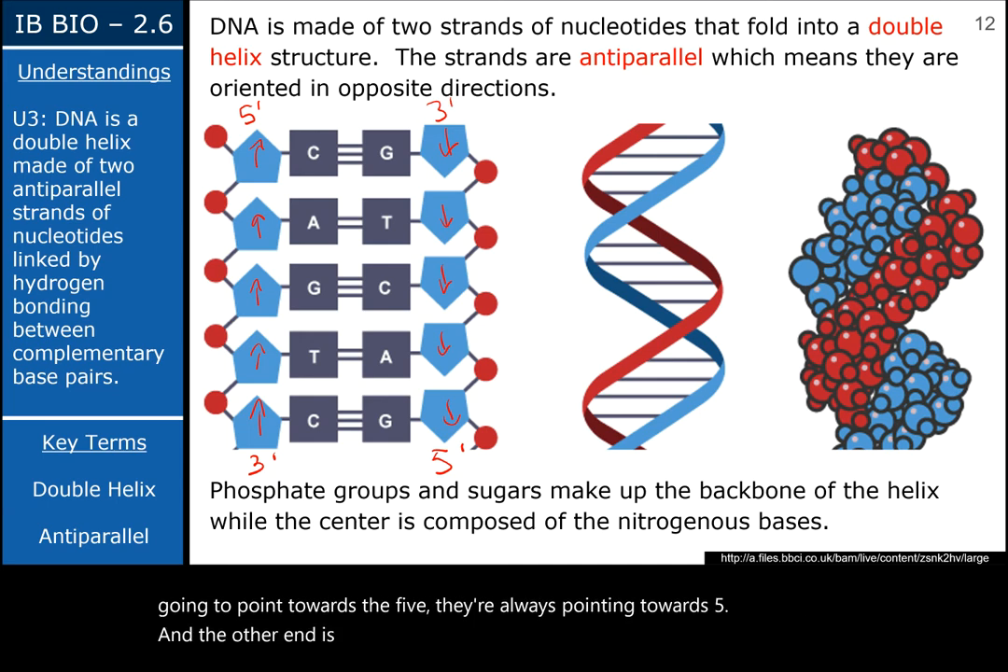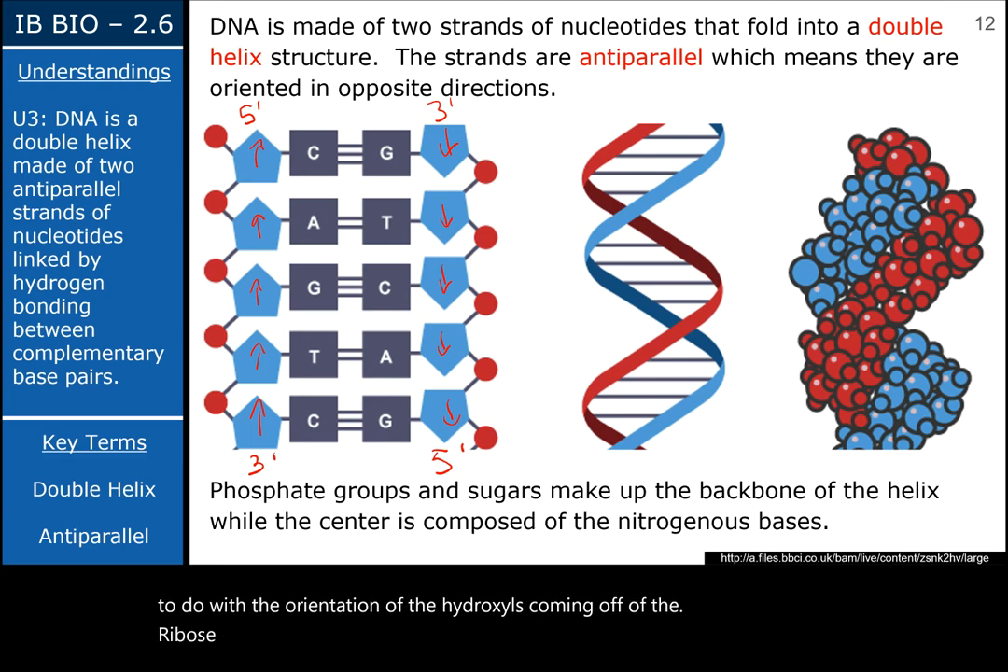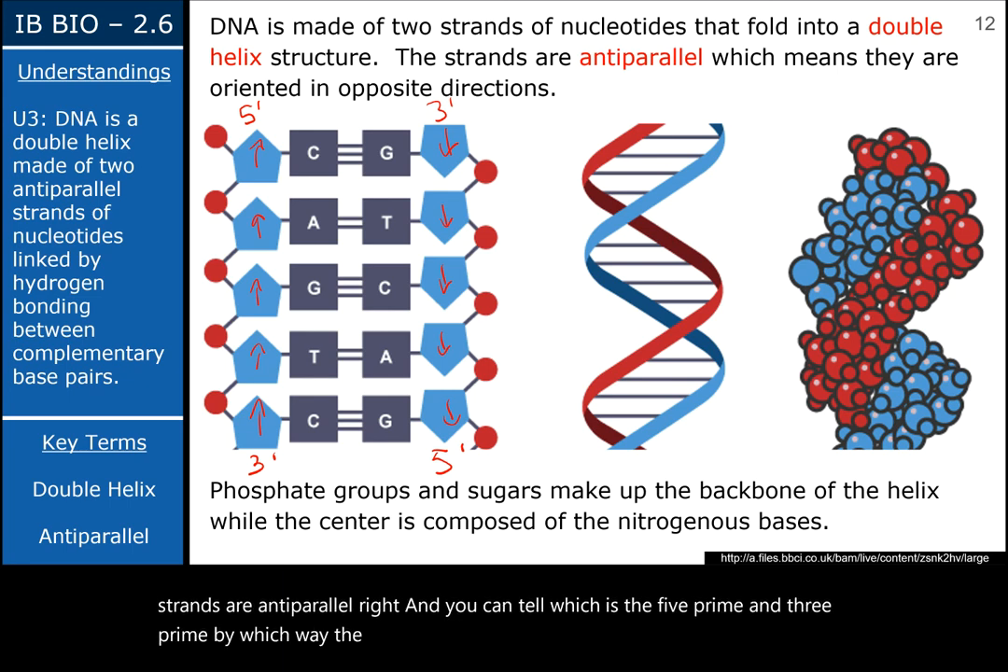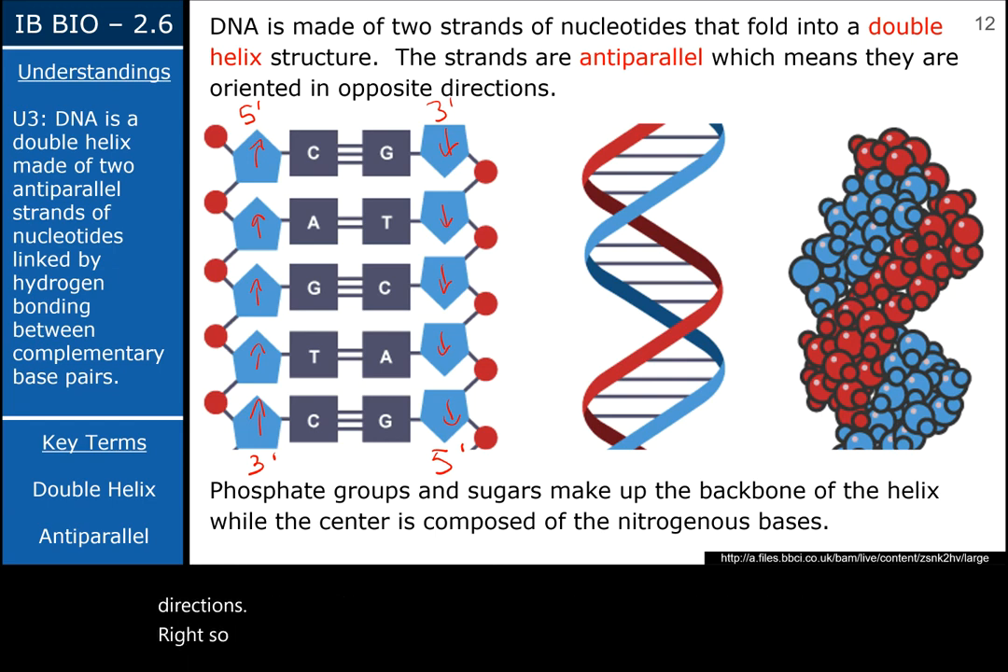Now, you might ask me, why is it 5 prime and 3 prime? It has to do with the orientation of the hydroxyls coming off of the ribose. And you don't really need to know that. You just need to know that the strands are anti-parallel, right? And you can tell which is the 5 prime and which is the 3 prime by which way the riboses are pointing. Now, this will become important when we talk about DNA synthesis because that can only happen in certain directions, right? So from 5 prime to 3 prime. So you can think of this as directions to and from, okay?